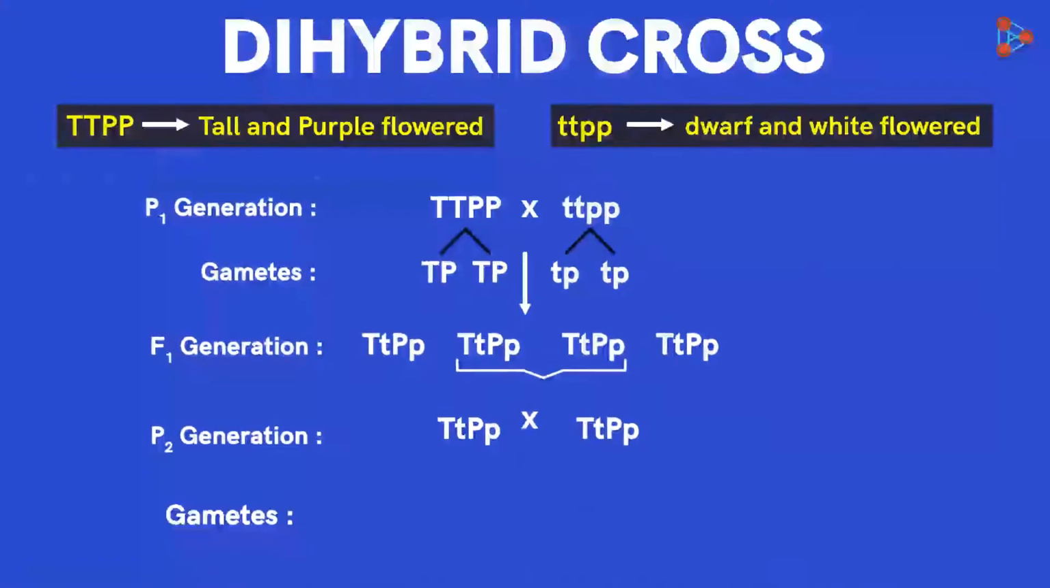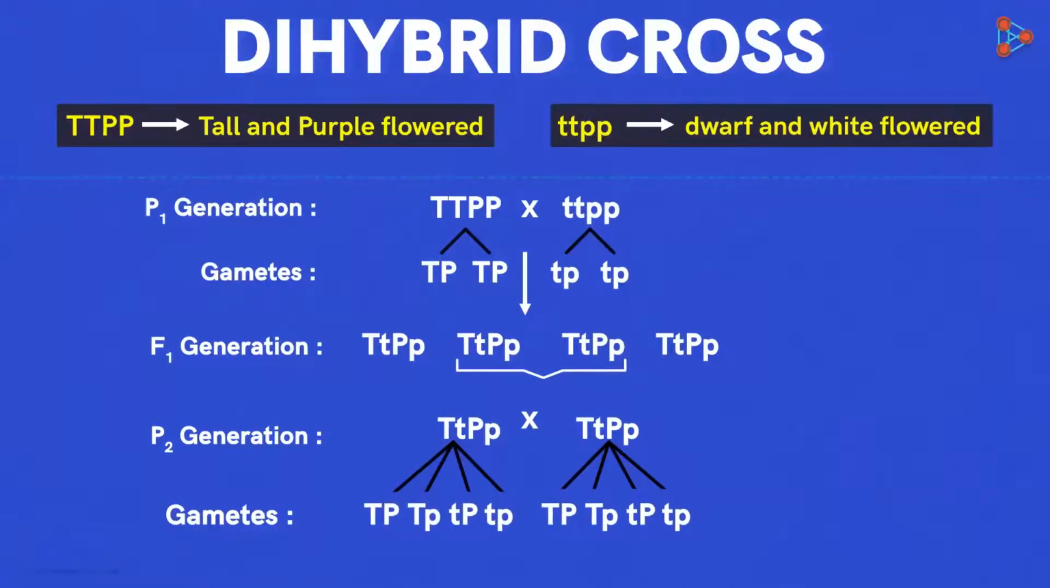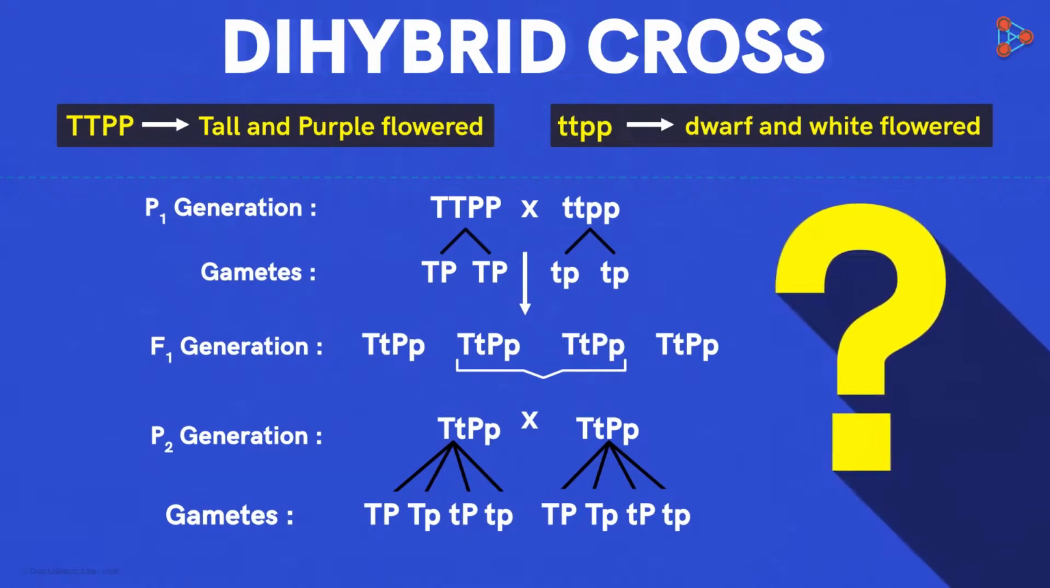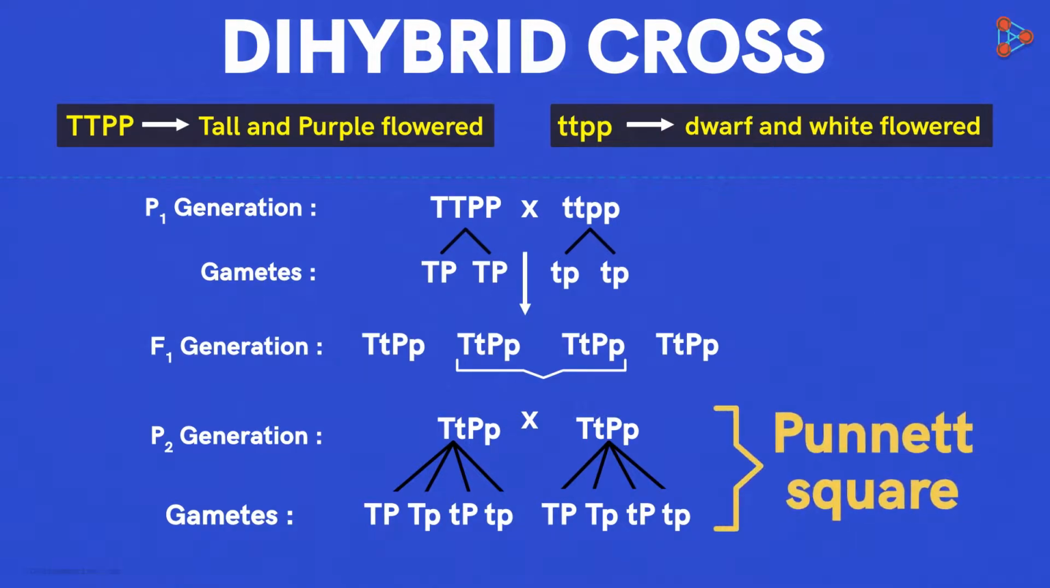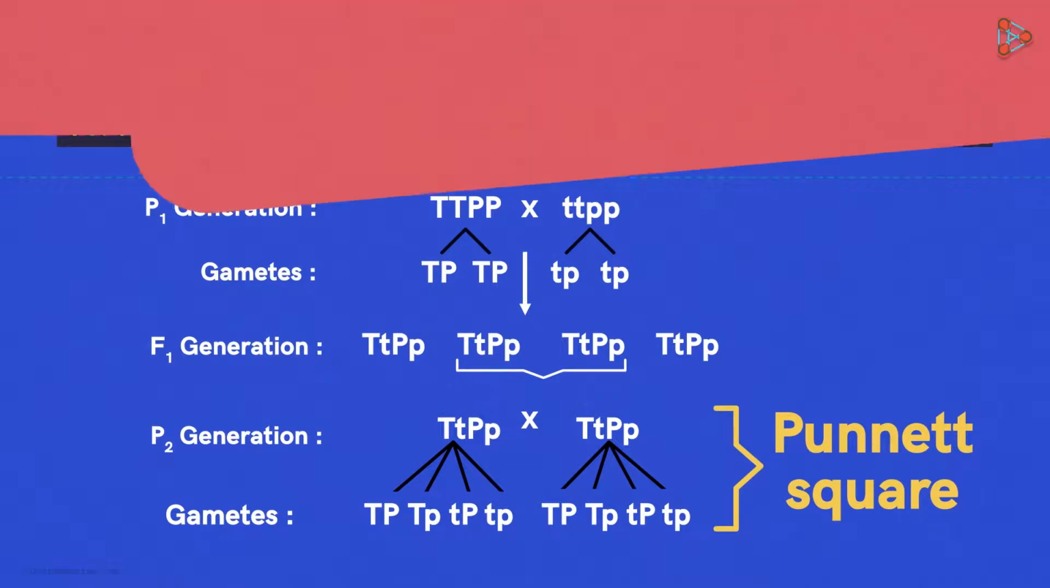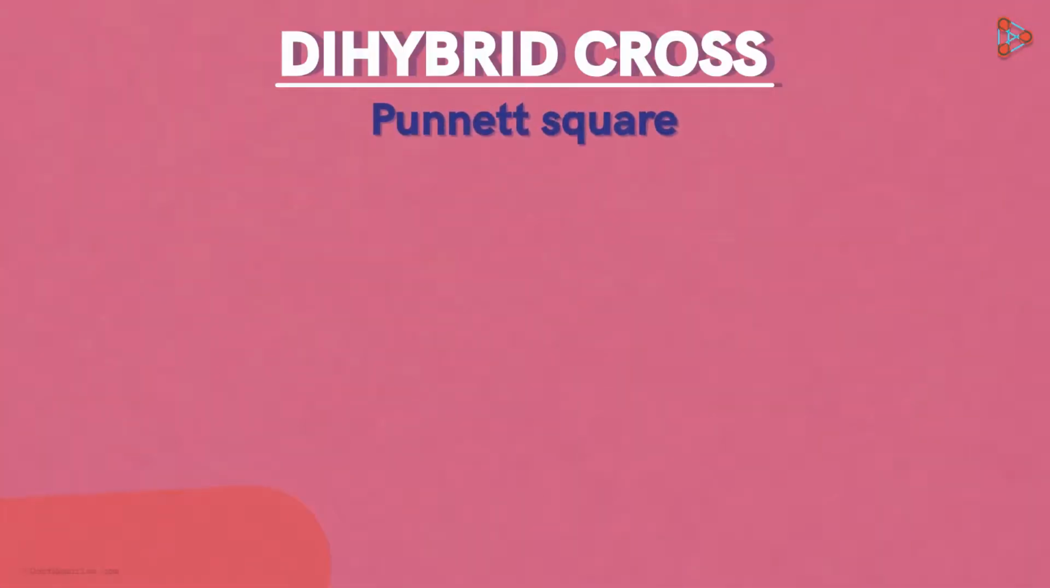The gametes can be formed in these 4 different combinations for each case. Did you notice what happened? Will it be easy to do the crossing here? Definitely not. That is the reason why we opt for a Punnett square for a dihybrid cross. Let's get started with the cross for obtaining the F2 generation.